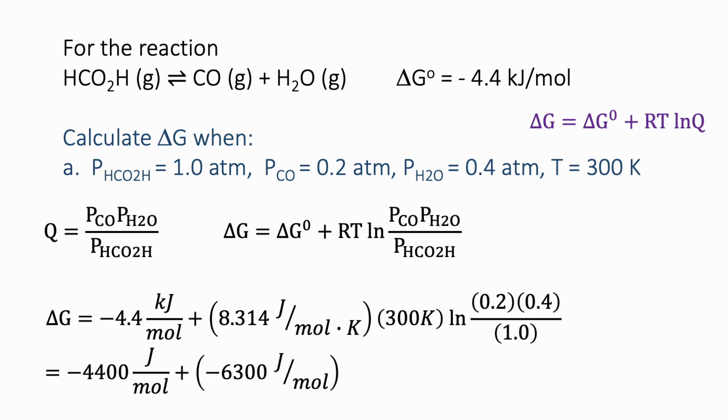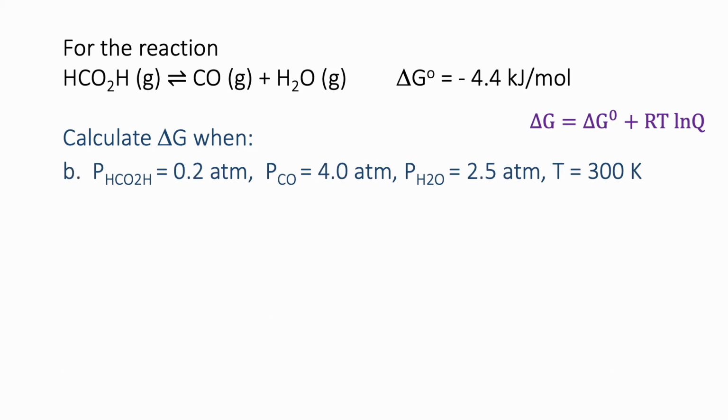So I have rewritten that here, and basically what I've done is calculate that whole second term, and put our delta G naught value in terms of joules per mole. Now we have the same units, we can add them together, and we get a delta G value of negative 10,700 joules per mole, or negative 10.7 kilojoules per mole. If you look at this, this is very clearly a spontaneous reaction.